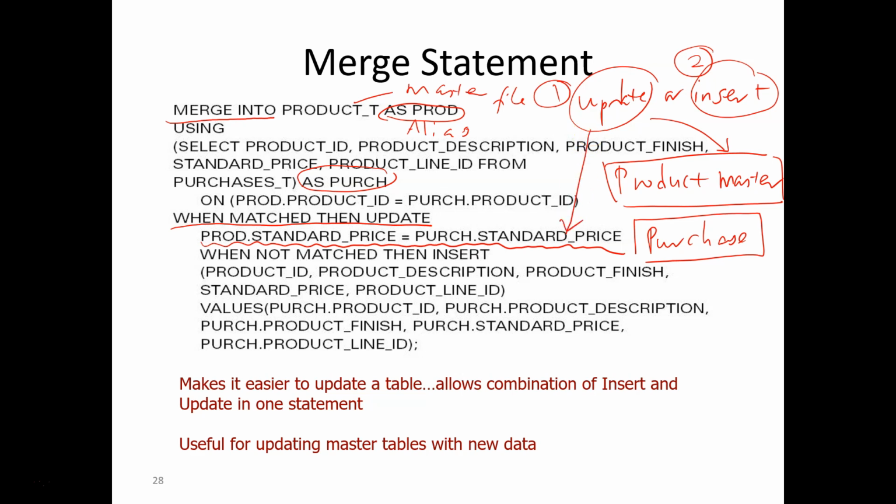And then when not matched, right? When there is not a match of the product ID, which means the product ID does not exist in the current product table, so it means it's a new product, right? Then insert. So we're going to insert a new record. So what are we going to insert? We are going to insert into these fields: product ID, description, finish, standard price, and product line ID. What values are we going to insert? Well, followed by values, we are going to insert the values from the purchase table. So the purge.product ID, purge.product description, and so on.